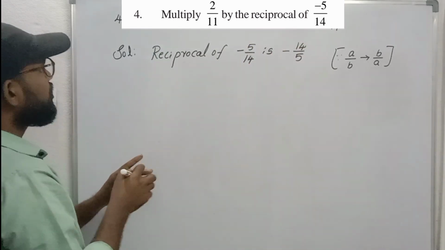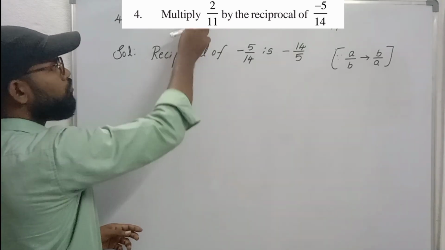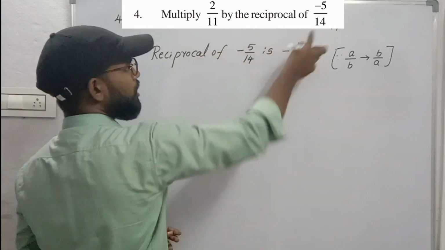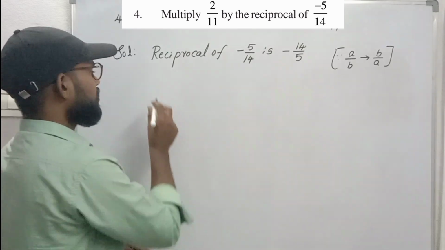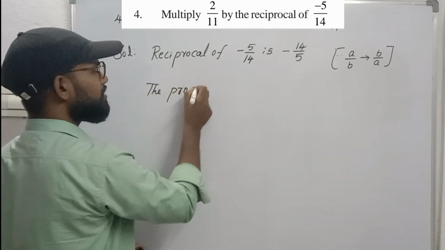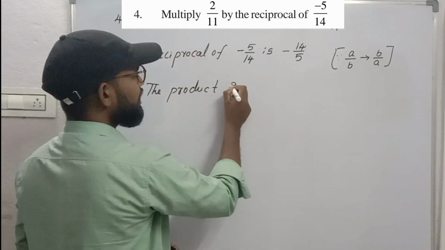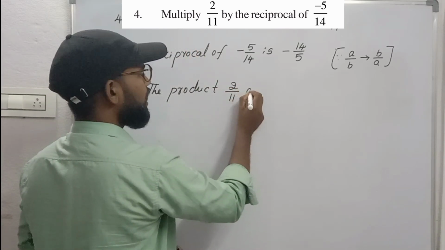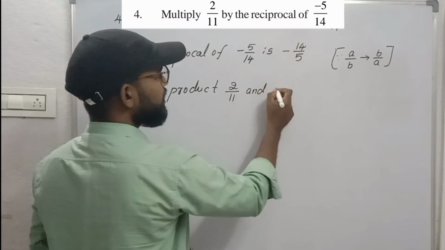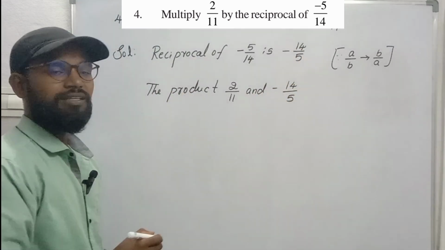Now, what is the actual question here? Multiply 2 by 11 by the reciprocal of minus 5 by 14. The result of multiplication is nothing but the product. So the product of 2 by 11 and the reciprocal here, minus 14 by 5. Now if you multiply, the sum is solved.